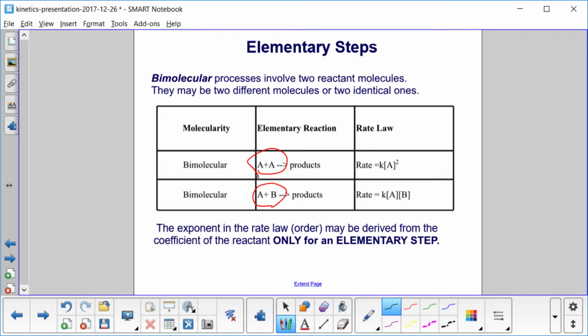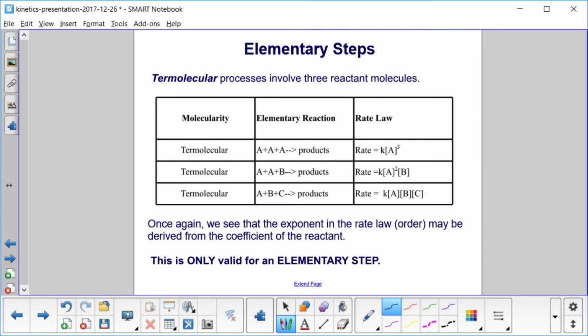So for the first example here, rate is equal to k times the concentration of A squared. And that's because if I add these two, A plus A, this is 2A. So the coefficient would be 2. So my exponent is a 2. In the second rate law, rate is equal to k times concentration of A times concentration of B.